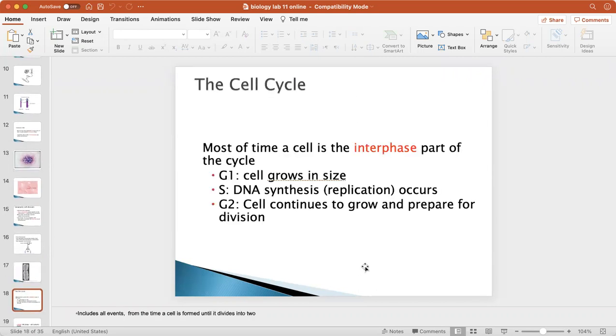The cell cycle, then. Most of the time, a cell is in what we call interphase part of the cycle. G1 is when the cell grows in size. The S phase is when DNA synthesis or replication occurs, so when the DNA makes a copy of itself. G2 is when the cell continues to grow and prepare for cellular division.